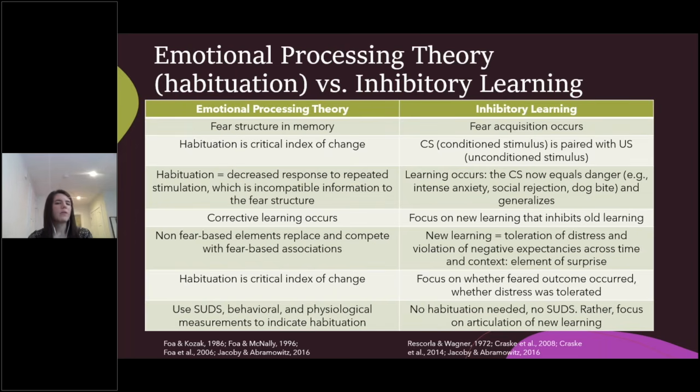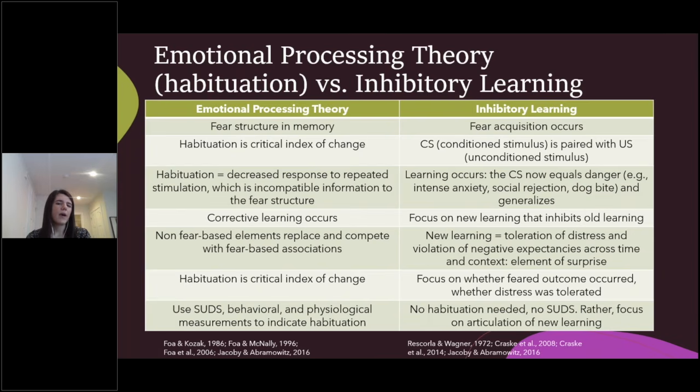So here's a little bit more information about the emotional processing theory, or the habituation model, and how it compares with the inhibitory learning model. First we'll go over the emotional processing theory column here. In the emotional processing theory, researchers and clinicians say that fear has a structure in memory, that an individual with anxiety has a structure of fear stimuli in their memory, and that certain stimuli elicit different amounts of fear.